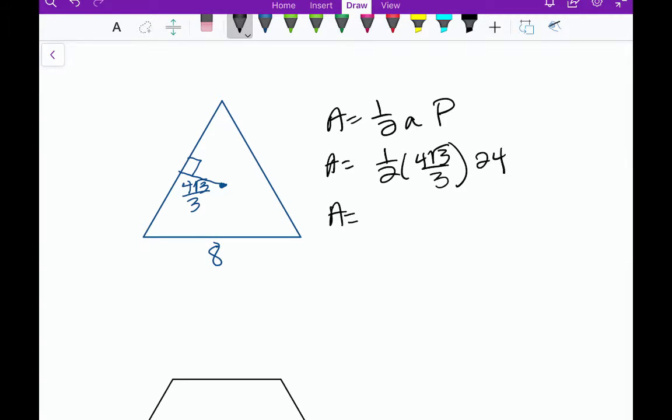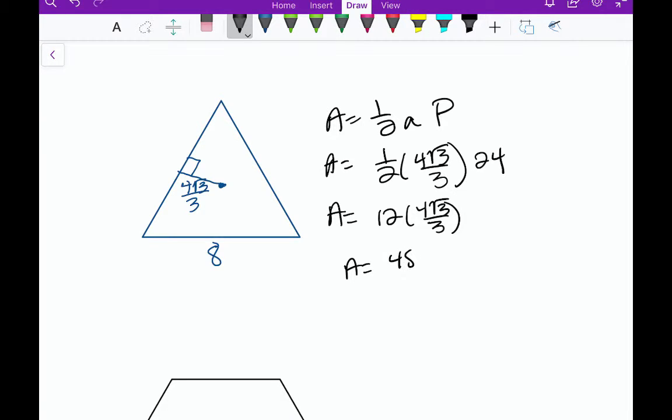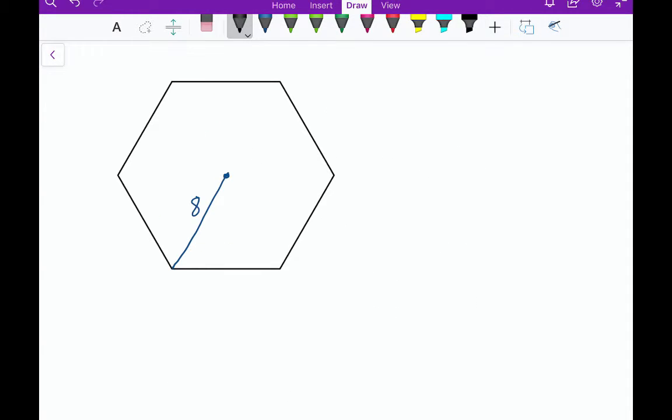So now I'm going to simplify this. I'm going to simplify 1/2 times 24, which is 12, times 4 square root of 3 over 3. And then 12 times 4 is 48, so this would be 48 square root of 3 over 3, and I cannot simplify 48 over 3, so this would be my answer. Now in the next example, we don't have a lot of information. So again, this is a hexagon, and I know that it's a regular hexagon, so all the sides are congruent, and I know the radius is 8. So I'm just going to go ahead and draw the other radius here. So this would also be 8, and then I'm going to draw my apothem because I have to find that.